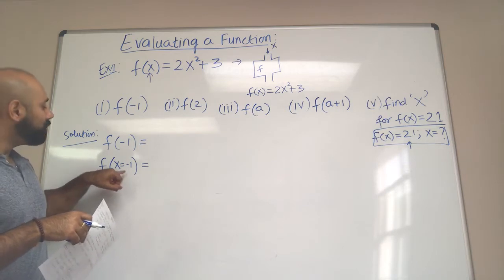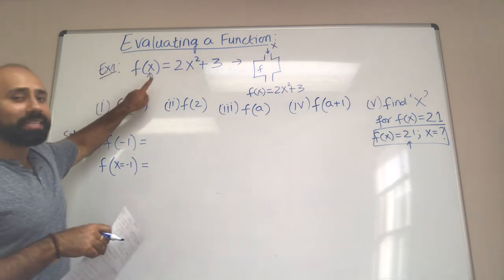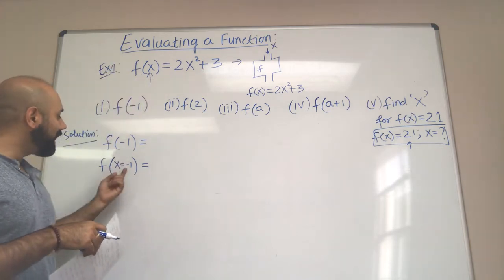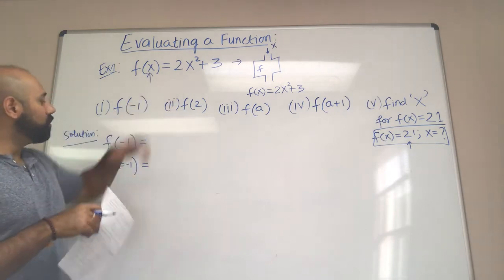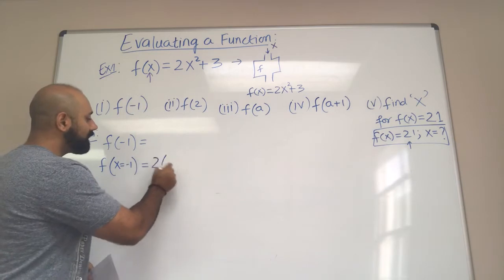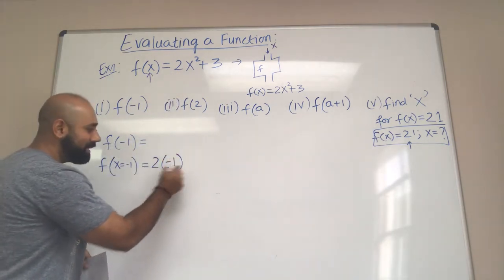So how do we evaluate that? When x is -1, what is the value of this function? Wherever we have x in this equation, we substitute that x by -1. So it's 2 times x squared. Since it's -1, I'm going to put that in parentheses.